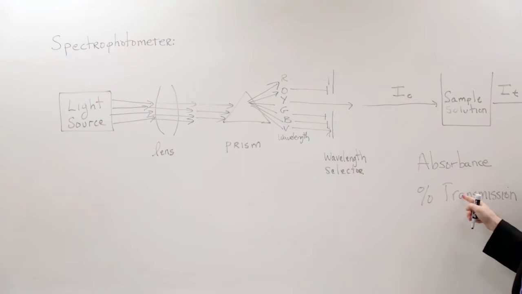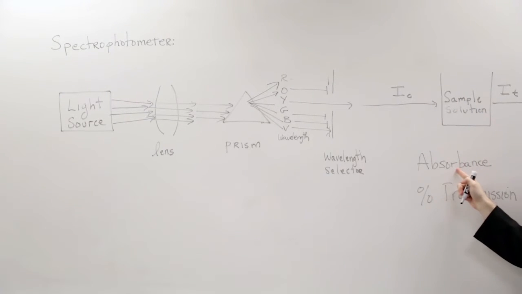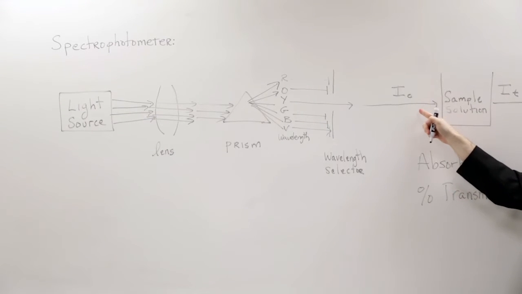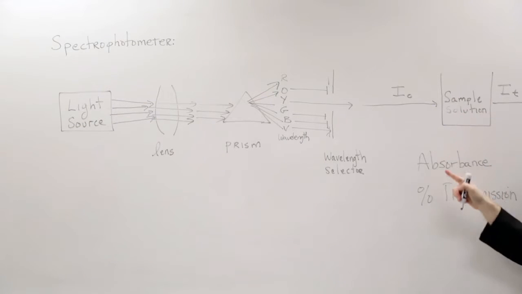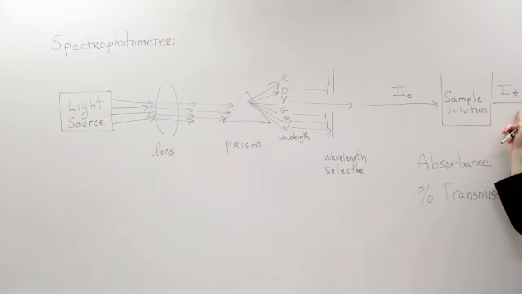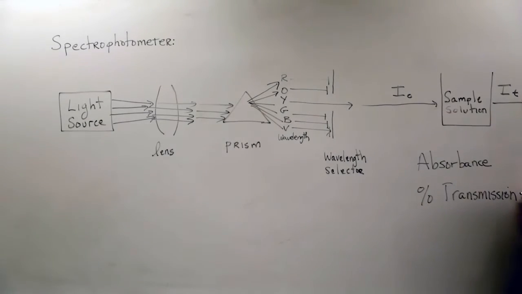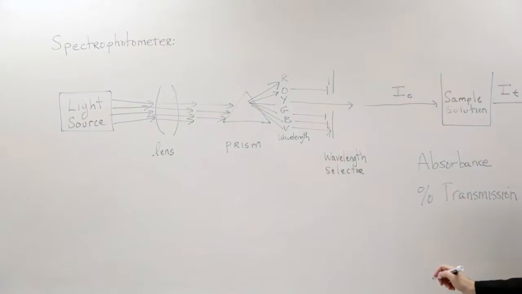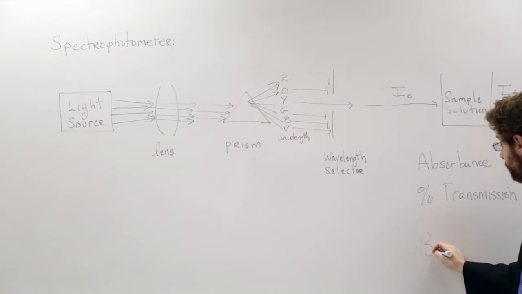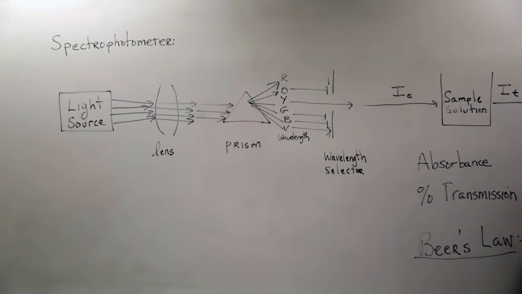Both of these measurements compare how much light passed through as compared to how much went in. Absorbance measurements look to see how much of this light was absorbed, and percent transmission looks to see how much of this light was able to pass through the solution. The concept of relating these ideas of absorbance and transmission to concentration is known as Beer's law. Beer's law relates the value of absorbance to the concentration of a particular solution.